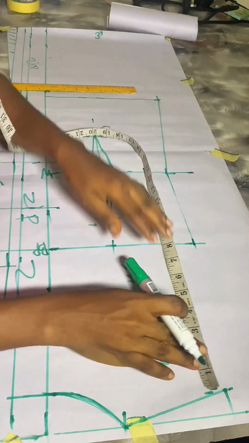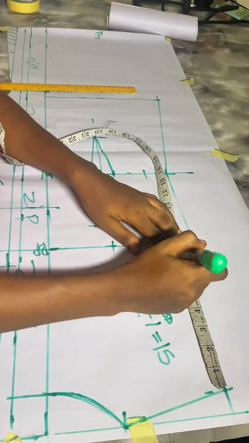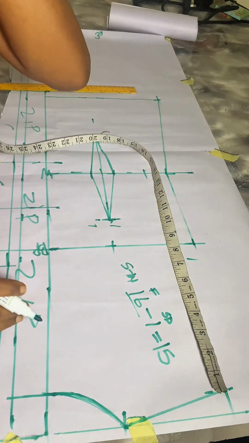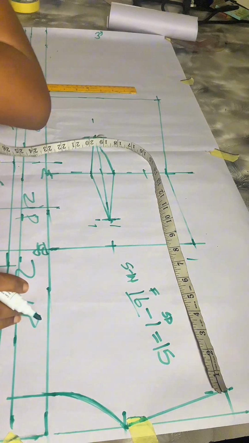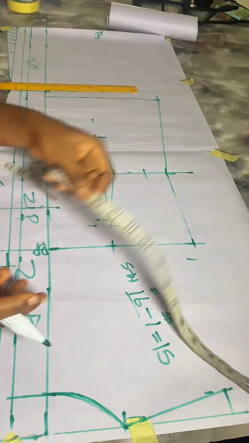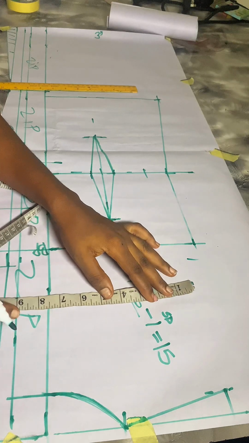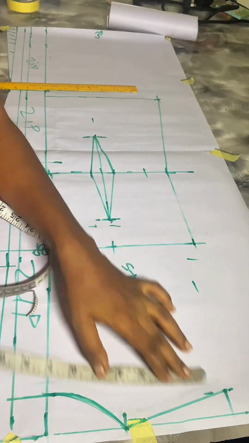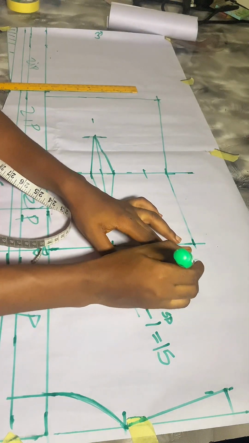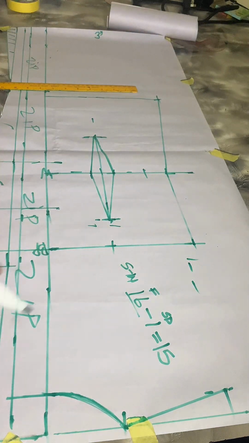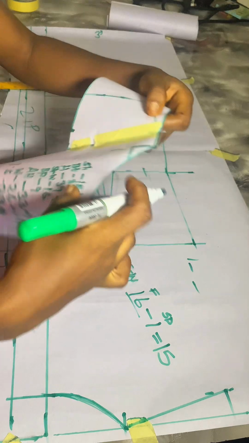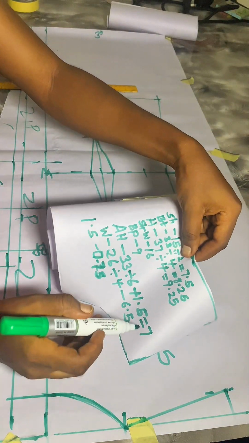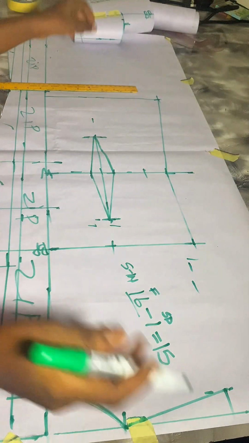We use 7 when you want to draft our armhole, right? So we are going to use 7 here too. We use 7 when we want to draft our armhole. As you can see, we use 7 for our armhole. So that's what to measure here.